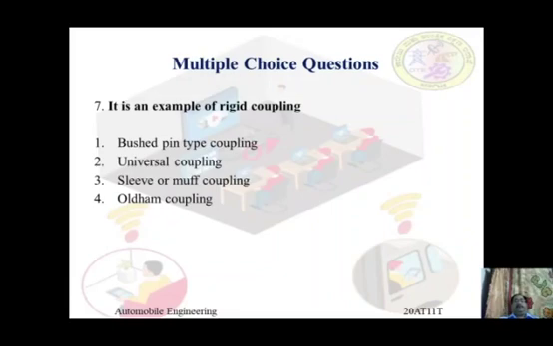So we have studied that the example of rigid coupling is sleeve or muff coupling, and options 1, 2 and 4 are examples of flexible coupling. So here the correct answer is number 3, that is sleeve or muff coupling.